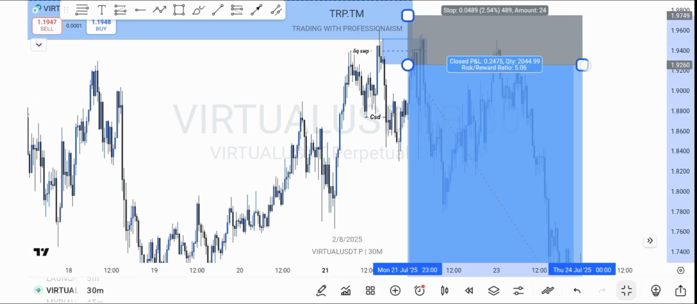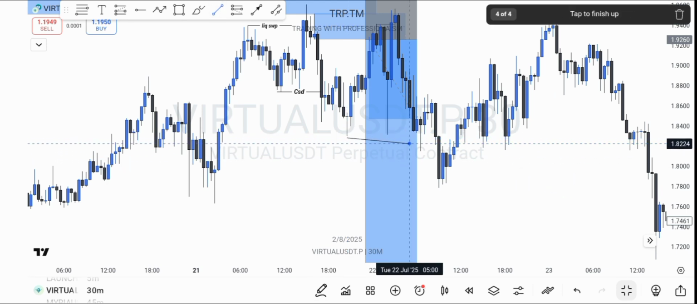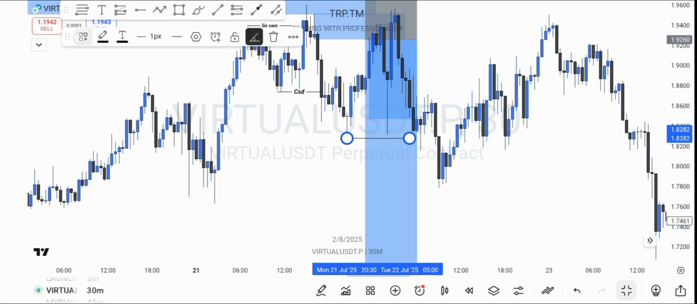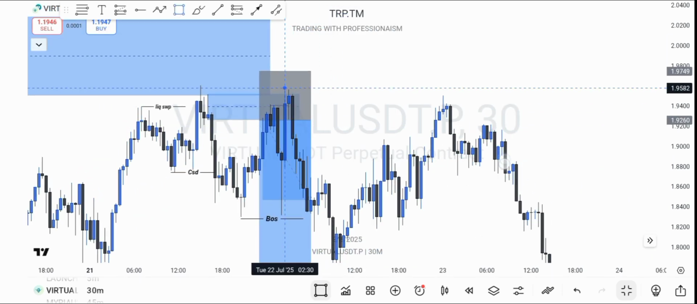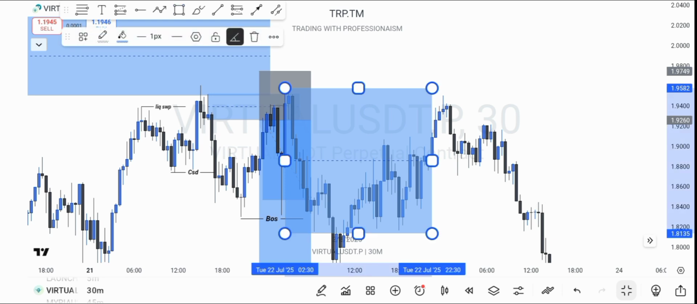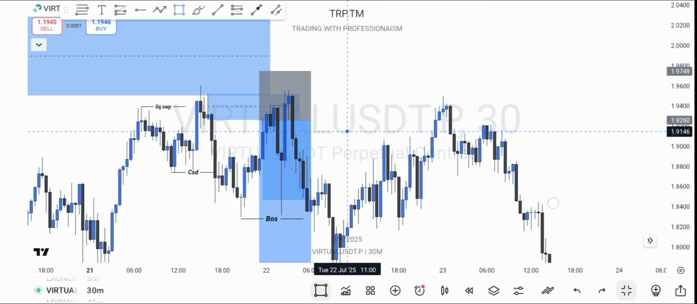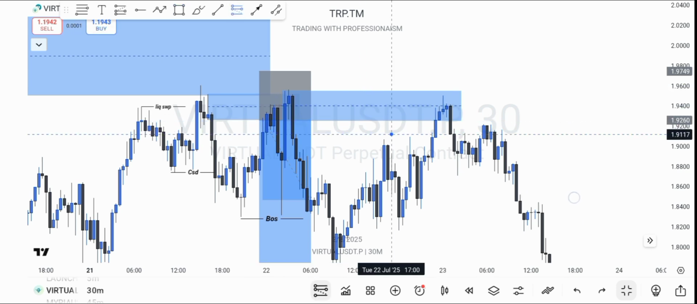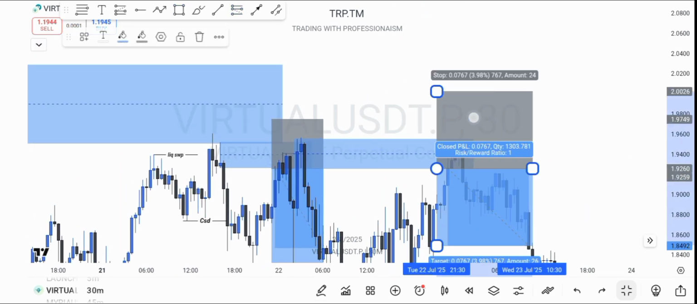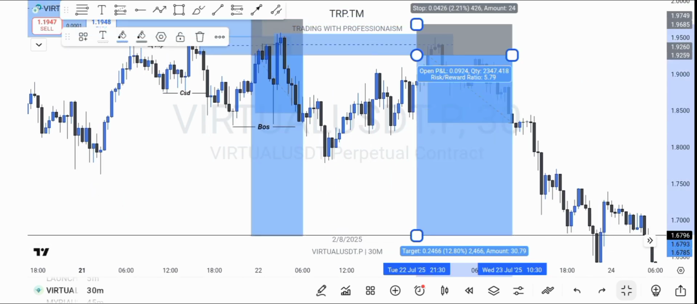If you wanted to, here you can see this break of structure. Break of structure, break of structure. The price came back to another order block, right here, and sold again. So you would have made a lot of money off this trade with just this simple strategy.